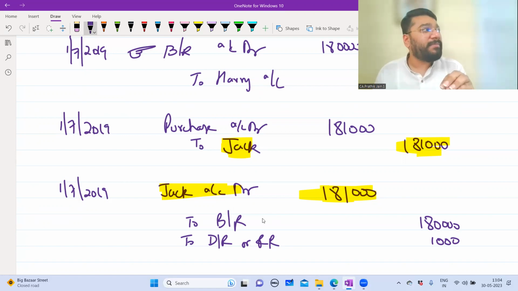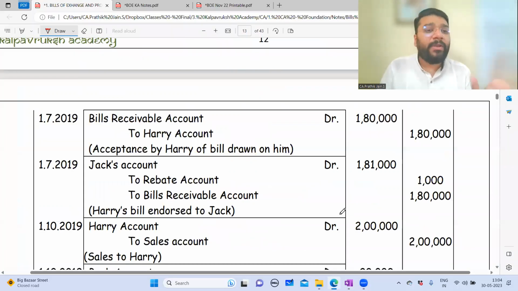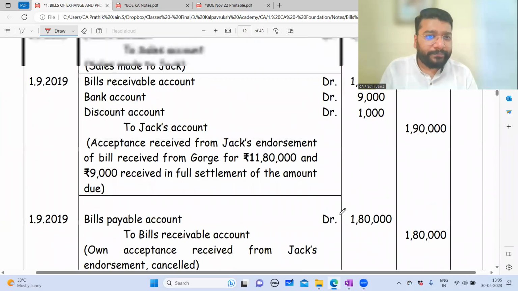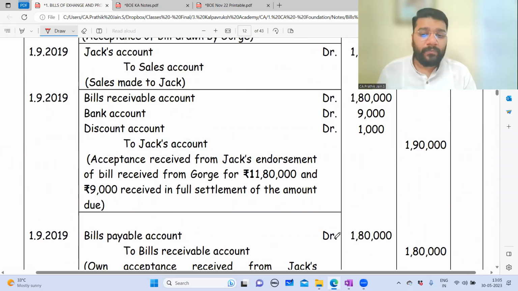But here in your CA material, even such kind of discount that you're receiving, they treat it as rebate. So what have they done in the textbook? Rebate only they have done. It's fine. You put rebate and discount, nothing wrong. Both are same only.